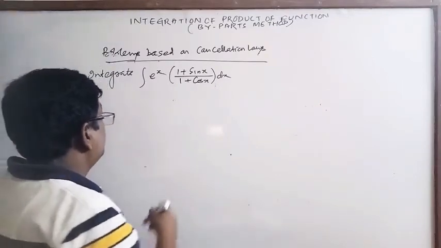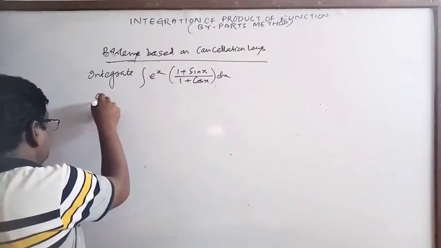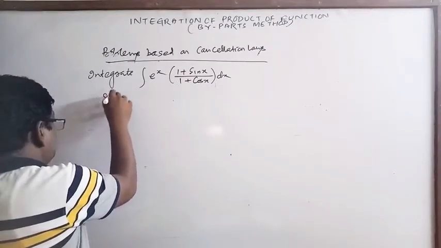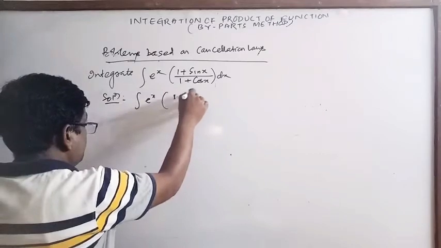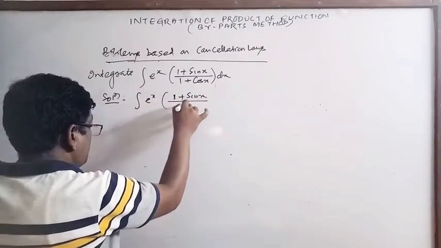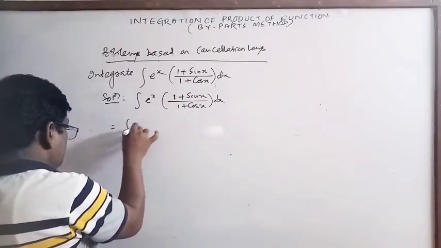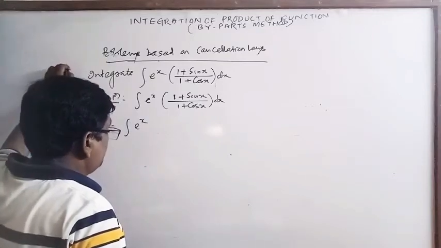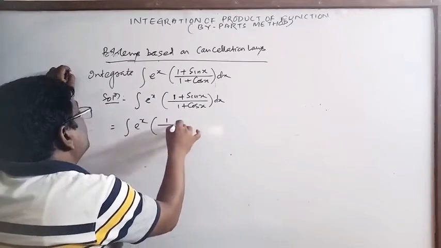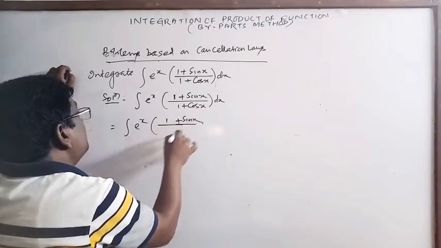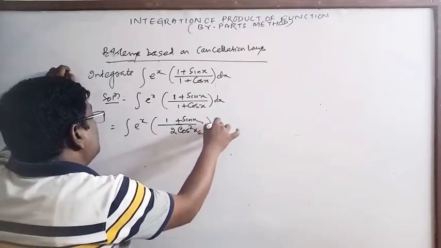Integrate e to the x times (1 plus sin x) divided by (1 plus cos x) dx. So the solution is: integration of e to the power x, (1 plus sin x) by (1 plus cos x), into dx. Using the formula, 1 plus cos x is 2 cos square x by 2, so this is 1 plus sin x divided by 2 cos square x by 2 into dx.